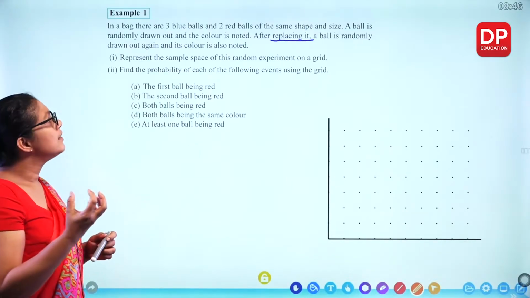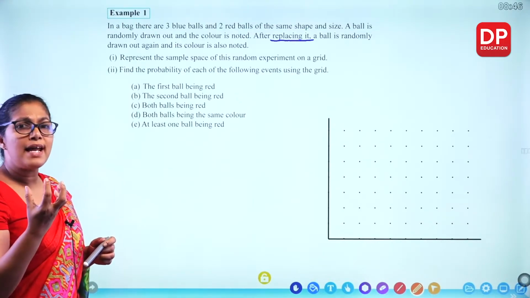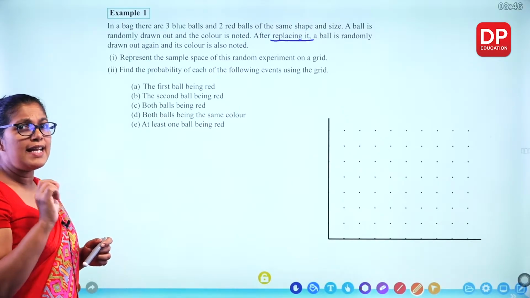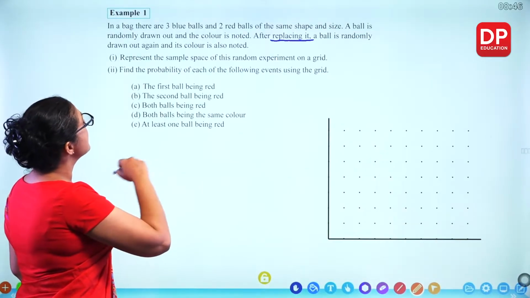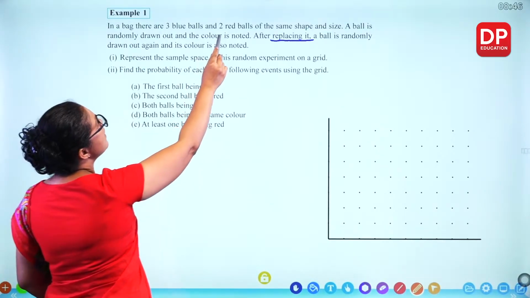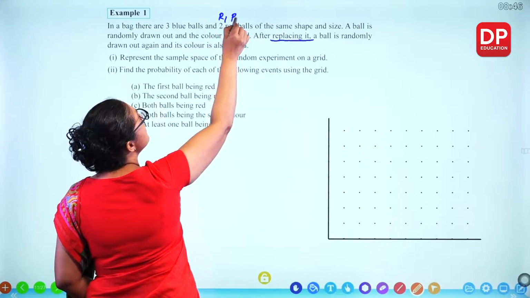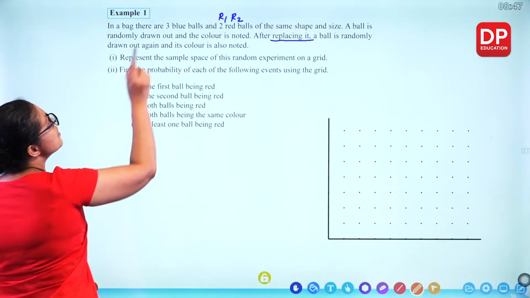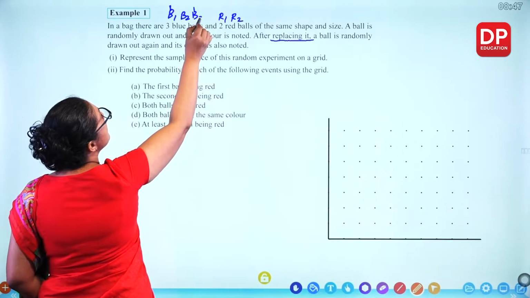Taking a marble, or taking a ball and then replacing it. So what do you think? It's an independent event. So we can represent this in a sample space diagram. So how many red colors are there? 2 red. We'll denote this by R1 and R2. Then 3 blues, B1, B2, B3.